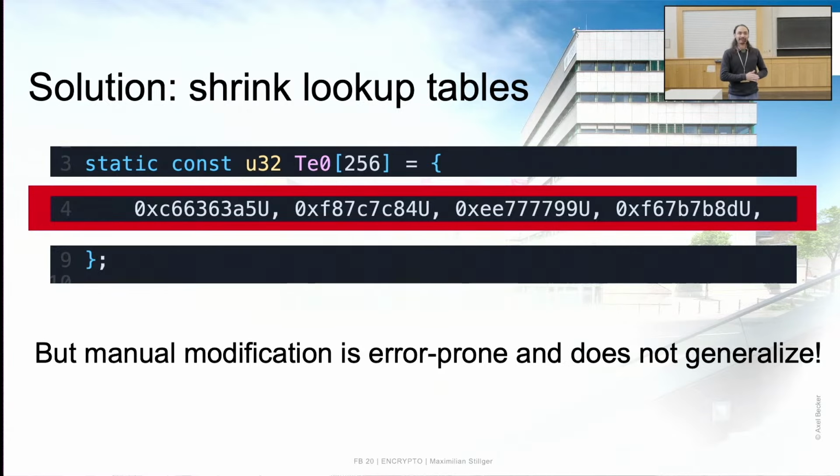But changing the source code of OpenSSL to only use the smaller lookup tables, yeah, have fun doing this manually. This is going to be a very tedious task, and you'll probably make some errors. And if you have a different cache architecture that has smaller cache lines, oops, it's vulnerable again. So this is not a very good solution.